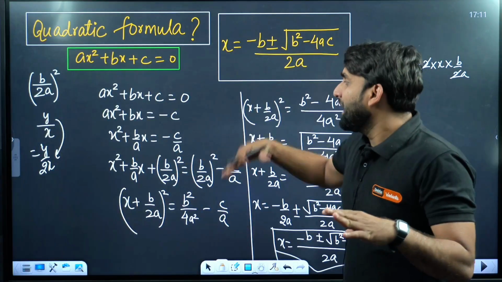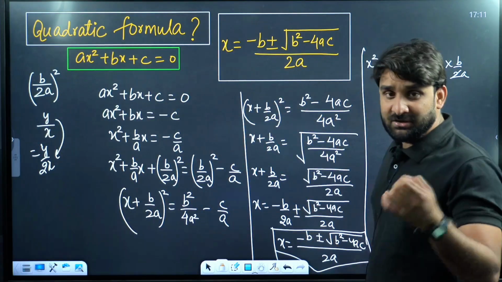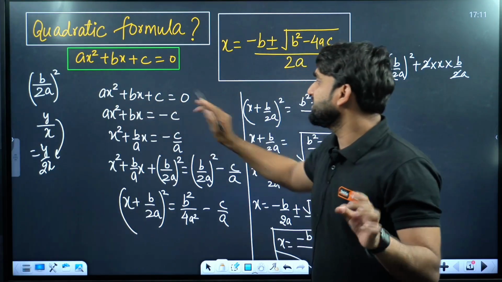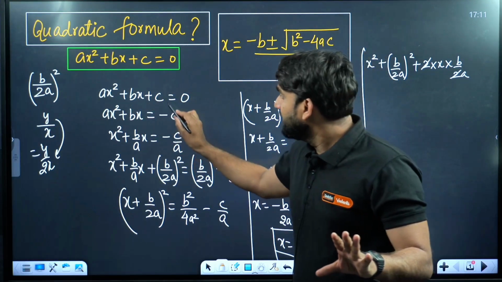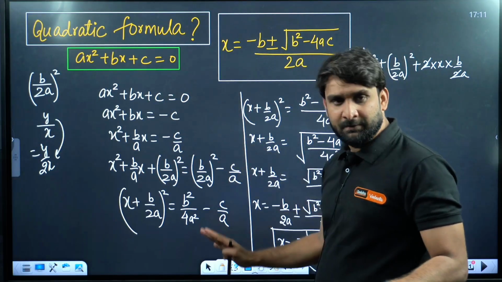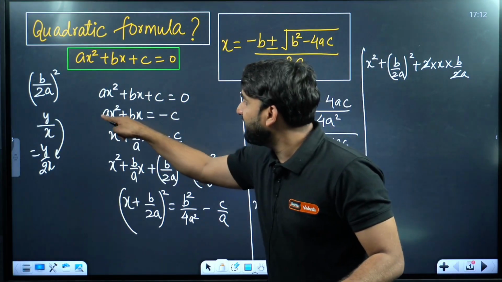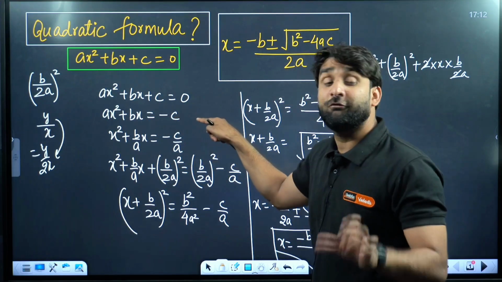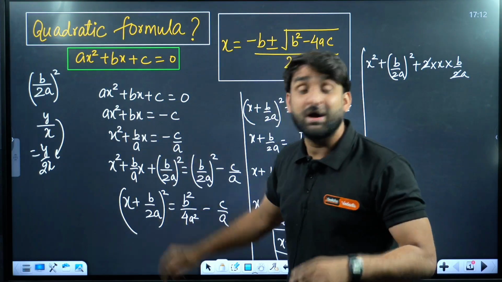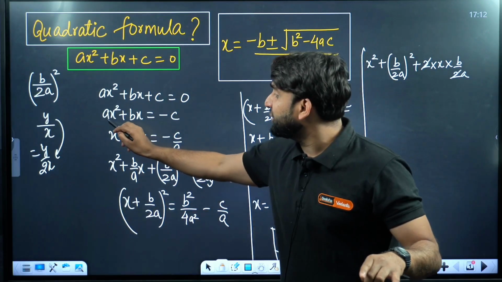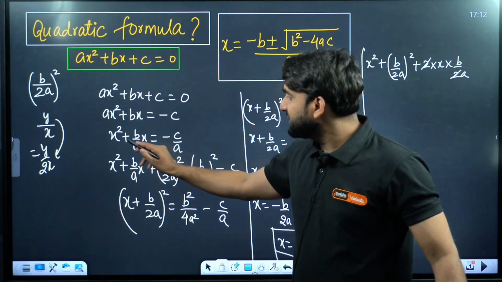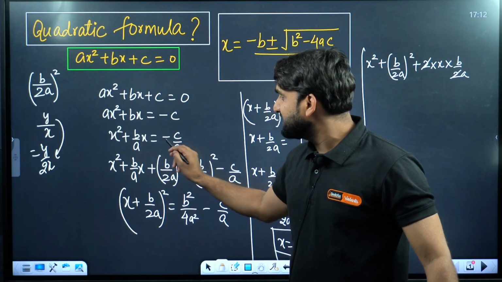So let me explain this derivation again in very simple words. First, we have written the general format of the quadratic equation. Now we have shifted plus c to this side, so plus c will become minus c. Now we divide the entire equation by a on both sides, because we want to make the coefficient of x square 1. So this equation will look like x square plus b by a x equals minus c by a.